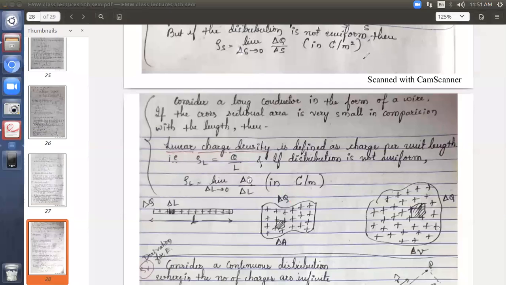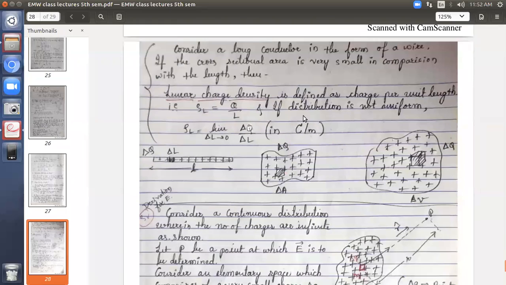Any doubts? No doubts? Okay, understood. Fine. So let's move to the actual concept. I have not written the heading here. Please pardon me, I should have written the title. What is the title? You can see it. I'll just read it out.